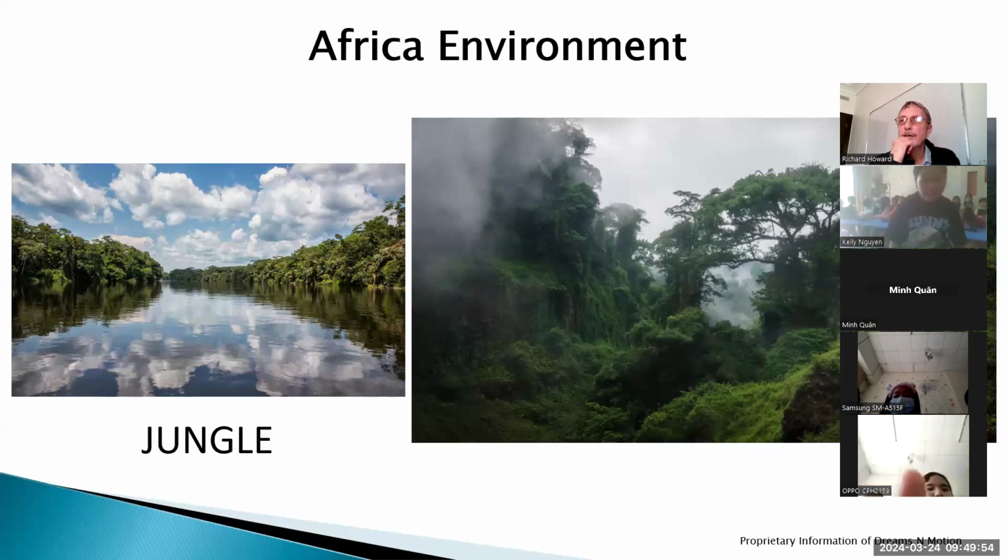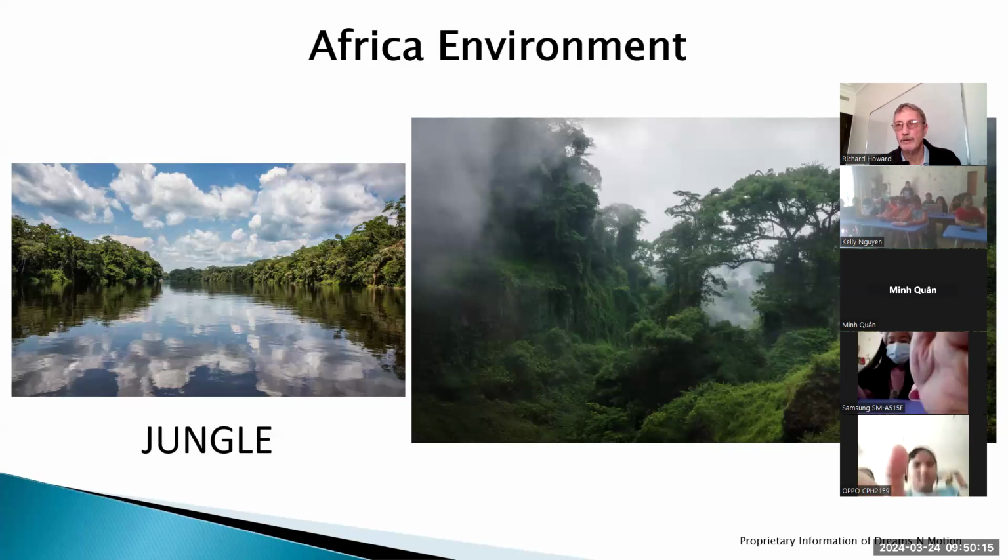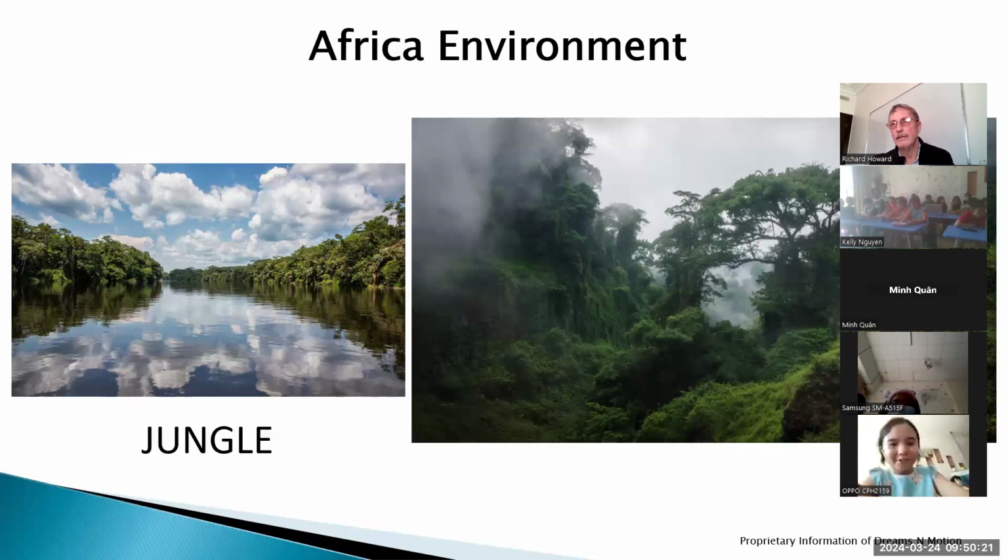I think jungles have a lot of trees and there may be some rivers through them. Good job. Exactly. So we think about a jungle as a place that has a lot of trees, a lot of rain, maybe rivers, lakes. In your country, again, you have a lot of jungle. In some parts of Africa, they have a lot of jungle. The Amazon rainforest in South America has a lot of jungle. And the reason we know that is because there are many trees. It rains a lot.